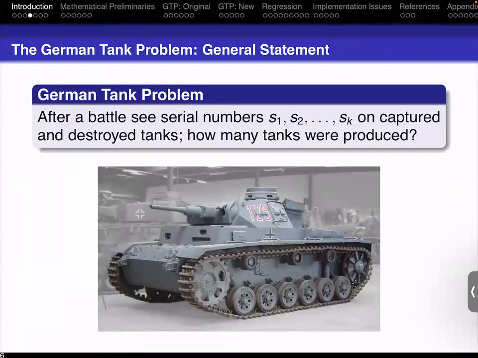And so this is now called the German tank problem. You observe a couple of serial numbers, S1, S2, ..., SK on captured or destroyed tanks, and you want to use this to estimate how many tanks were produced. So I give you the number observed, K. I give you the sequence of serial numbers. We are going to assume that the serial numbers are consecutive integers starting at 1.